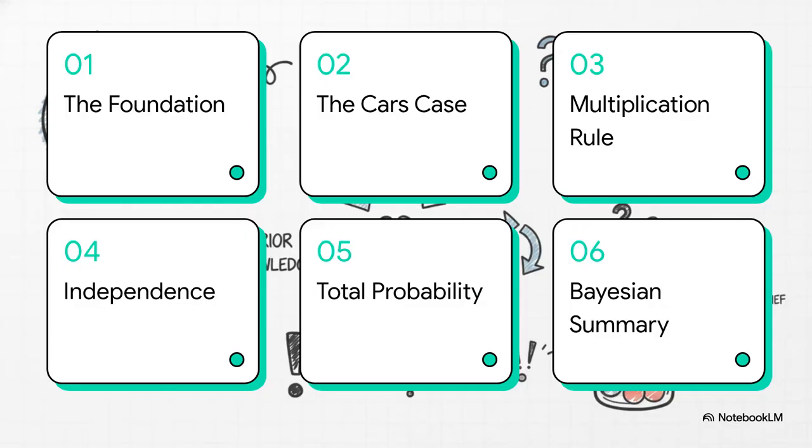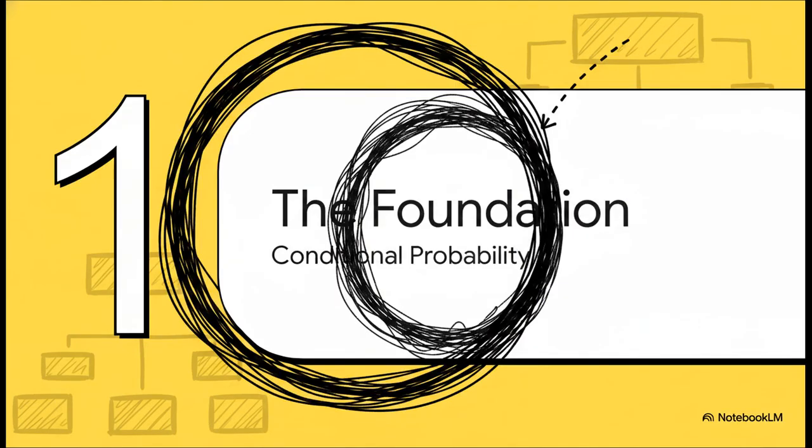Here's a quick look at our roadmap for the session. We'll cover the foundation of conditional probability, jump into a practical CARS case, explore the multiplication rule, tackle independence versus dependence, break down total probability, and then wrap it all up with a Bayesian summary. All right, let's kick things off with part one, the foundation of conditional probability.